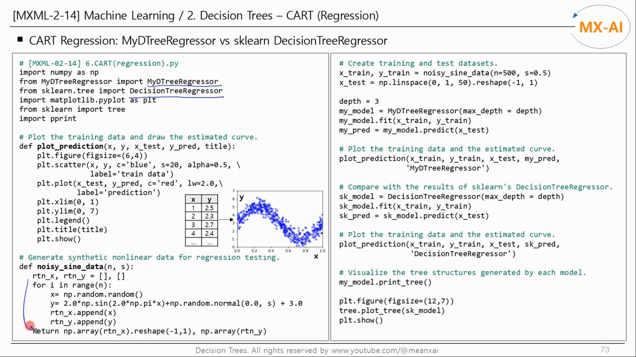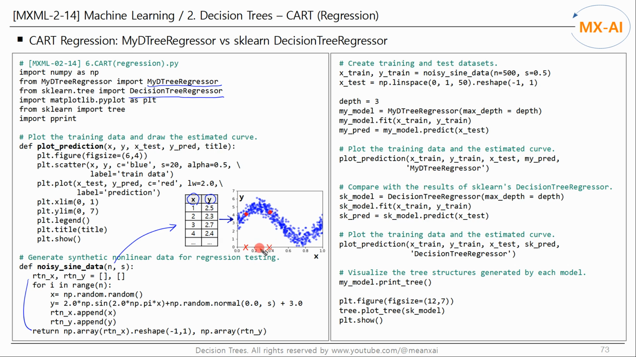The generated data looks like this. Here x is the input feature, and y is the target value. The blue dots represent the training data. If a test sample has an x value around here, the predicted y value would be at this level. If another test sample has an x value around here, the predicted y value would be at this level.